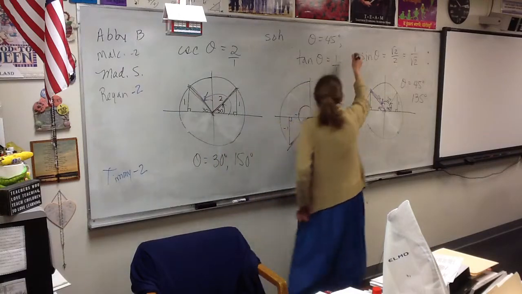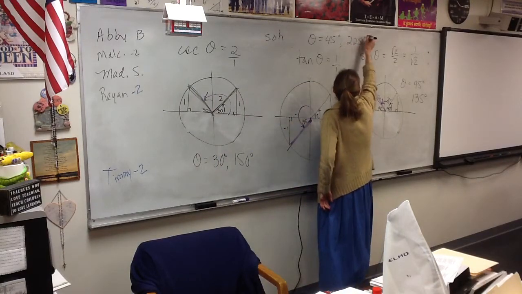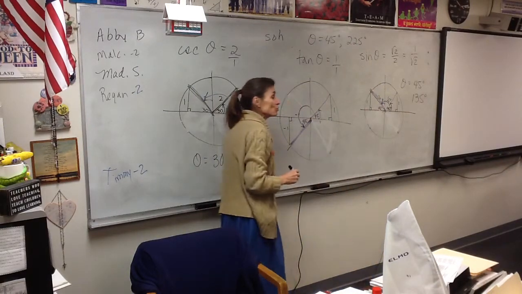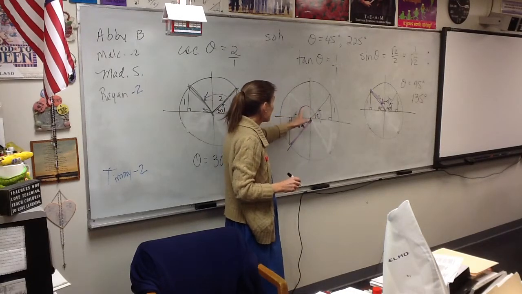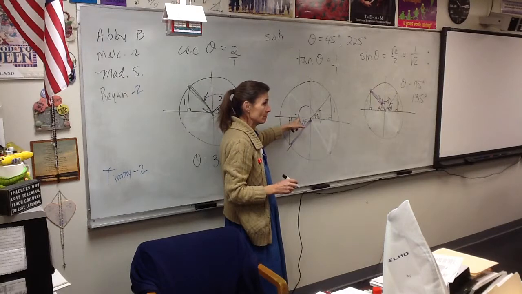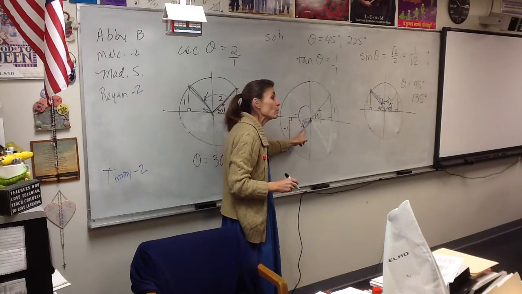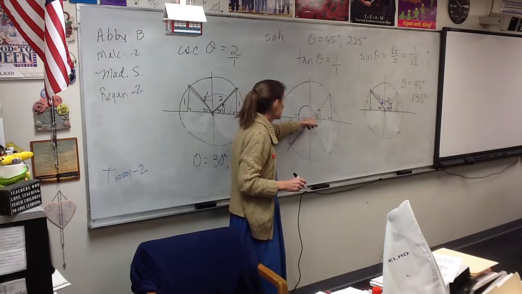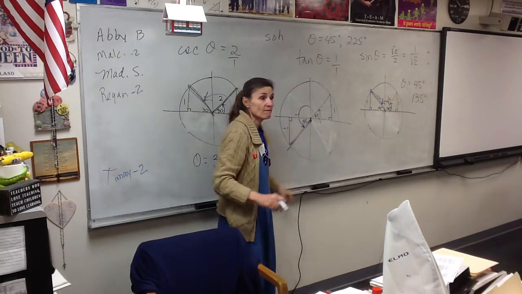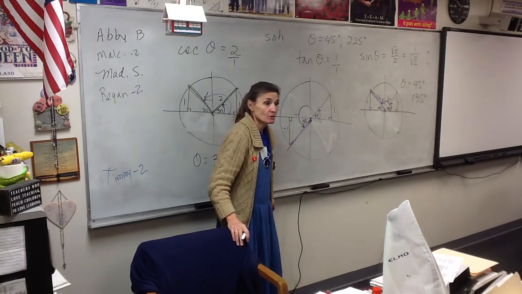225. Very good. Now, those of you that aren't getting it, how did we get 225? We started here. How many degrees is it to here? 180. And then we went 45 more. So 180 plus 45 is 225.